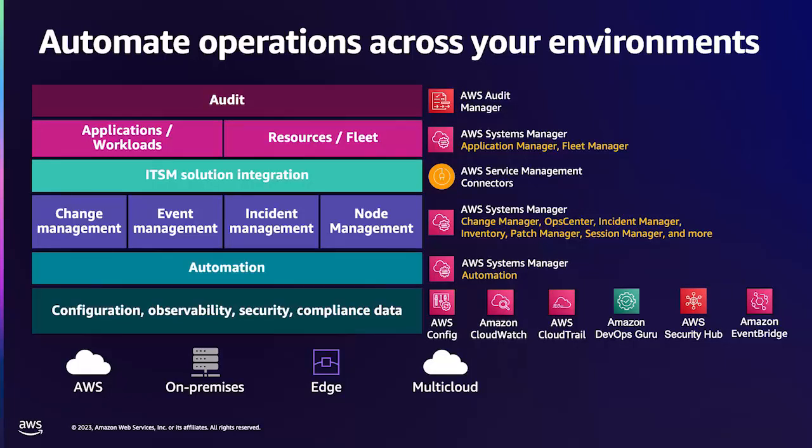Compliance data such as state of resources, alerts and alarms, compliance rule statuses, actions performed by who and by when is all collected through AWS Config and Systems Manager, and can be accessed holistically through AWS Audit Manager.